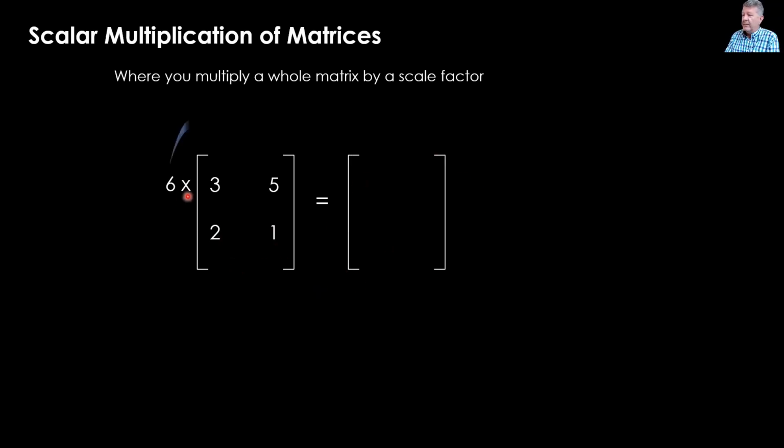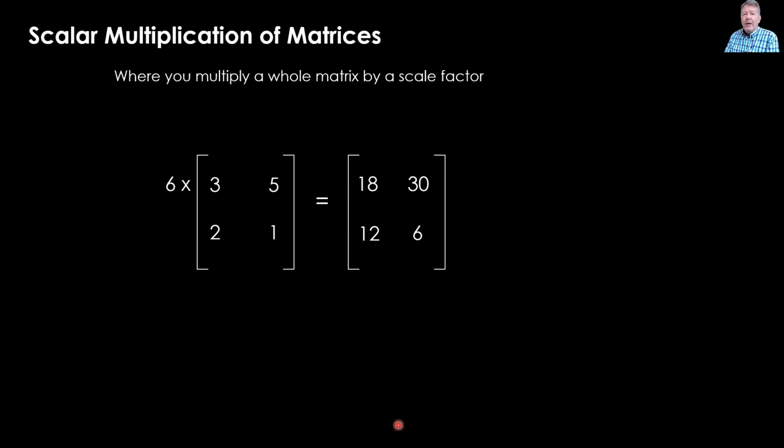So we do, believe it or not, 6 times 3, which is, of course, 18. Then we do 6 times 5, which gives us 30. Then we do 6 times 2, which is 12. And lucky last, 6 times 1 is, think about that one for a second. That's a toughie. 6 times 1 is, well, 6. Yes, that's it. That's as hard as scalar multiplication is. That 6 just makes the whole matrix get 6 times bigger.